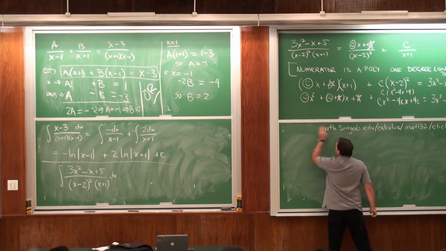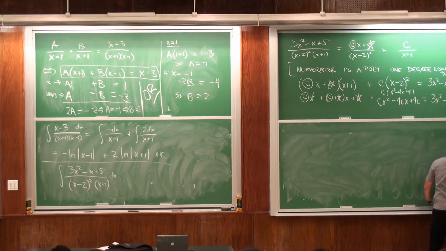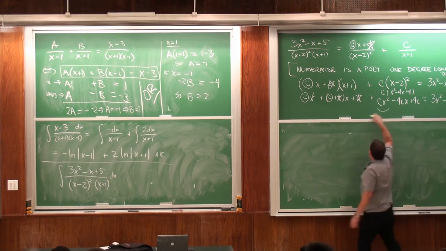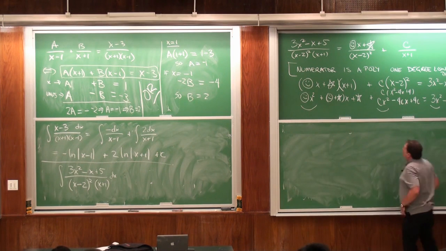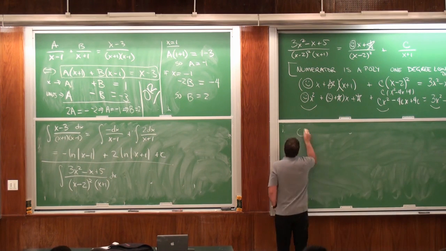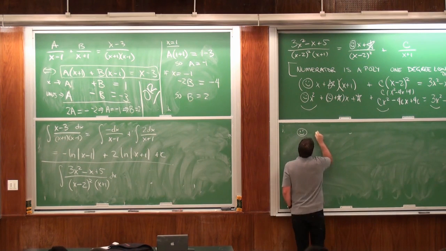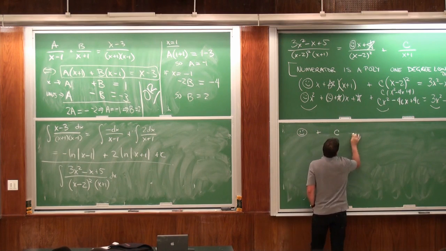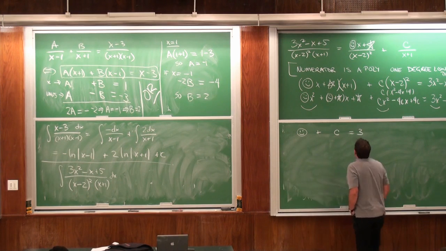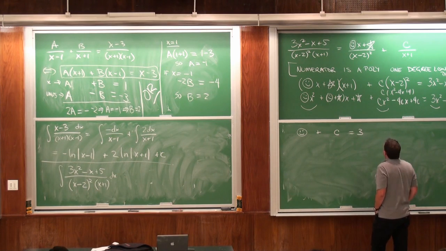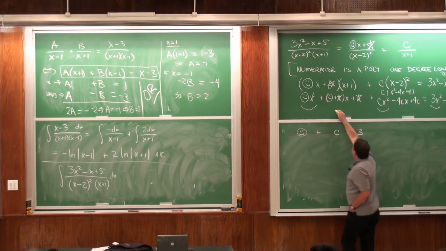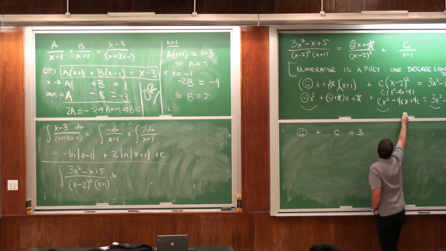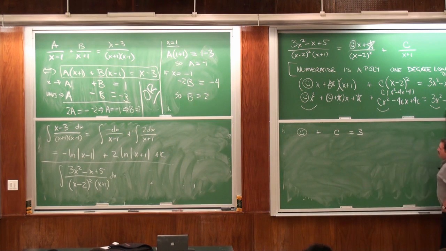And so from there, now we can match things. So the x squareds give me a 3. So I have smiley plus c equals 3. And the x's tell me that smiley plus star minus 4c equals minus 1.